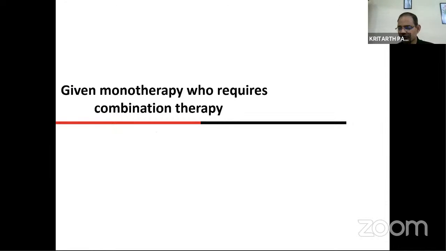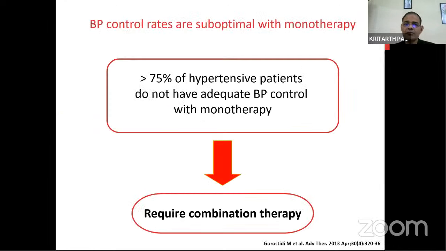Who requires combination therapy instead of monotherapy? Blood pressure control rates are suboptimal with monotherapy. More than 75% of hypertension patients do not have adequate BP control with monotherapy, and so they require combination therapy. So add-on therapy is very important.